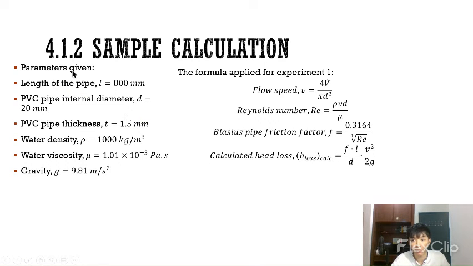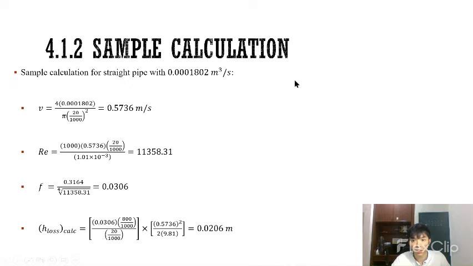We are given the parameters: the length, PVC pipe internal diameter, PVC pipe thickness, water density, and water viscosity, of course, with gravity. And then the formula that we apply in this experiment 1. So this is the sample calculation. We got the velocity, Reynolds number, the friction factor, and of course the head loss.